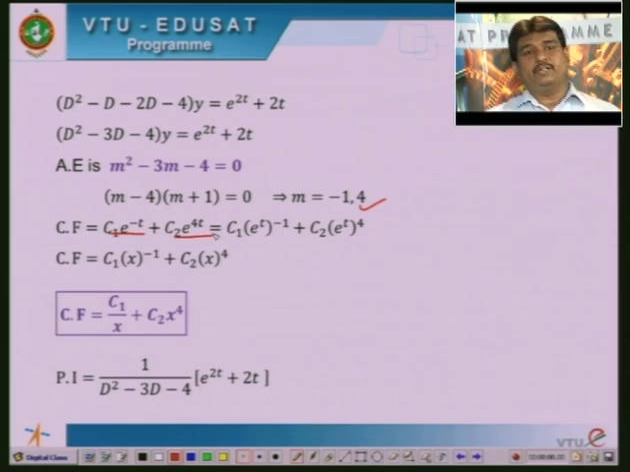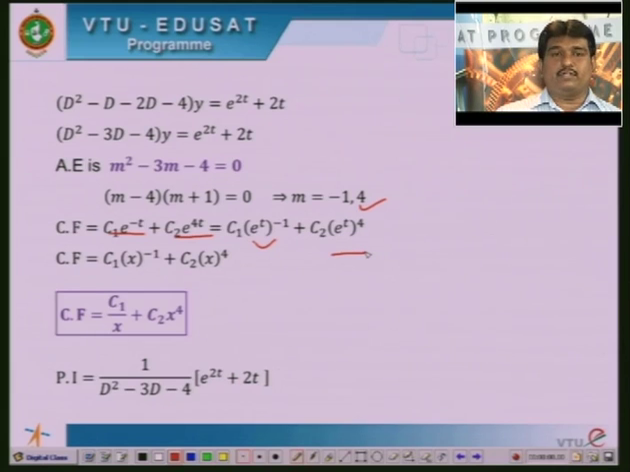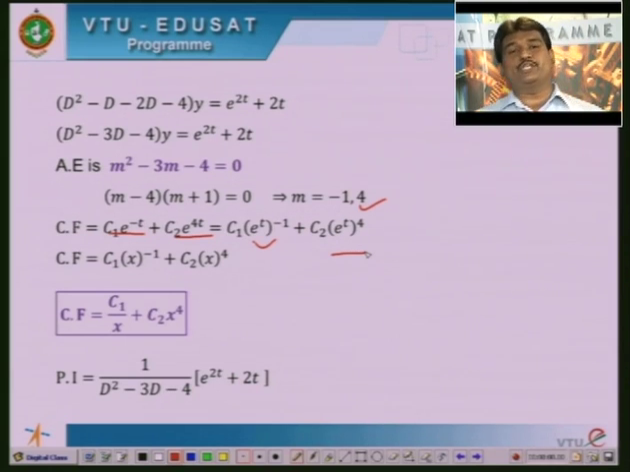Convert this in terms of x. We can write e to the power of minus t as e to the power of t whole to the power of minus 1, and e to the power of 4t as e to the power of t whole to the power of 4. Next, write e to the power of t as x, so it is C1 into x to the power of minus 1 plus C2 into x to the power of 4. So the complementary function of the given differential equation is C1 by x plus C2 x to the power of 4.